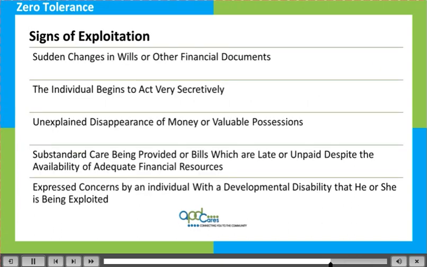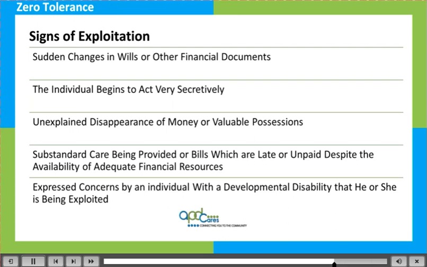Signs of exploitation. Sudden changes in wills or other financial documents. The individual begins to act very secretively. Unexplained disappearance of money or valuable possessions. Substandard care being provided or bills which are late or unpaid despite the availability of adequate financial resources. Concerns expressed by an individual with a developmental disability that he or she is being exploited.